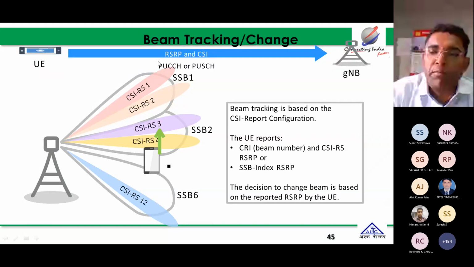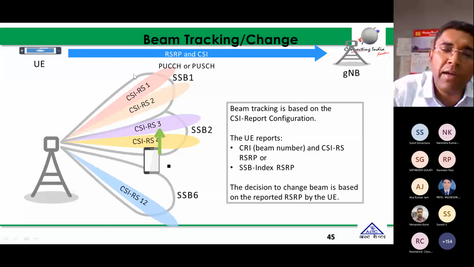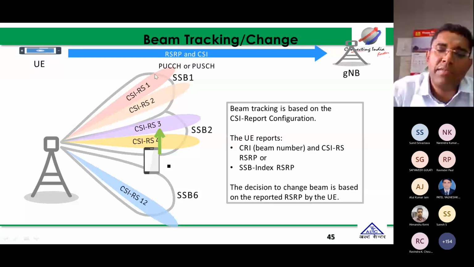And what information are they sending? The beam number, the CSI-RS RSRP. They are sending the SSB index of the RSRP. Not only this CSI-RS RSRP, but also the signal strength of this SSB index. And the decision to change the beam is based on the RSRP reported by the UE. From 3 to 2 or 2 to 1, they select that beam or track the beam.